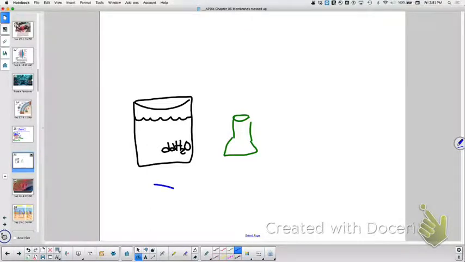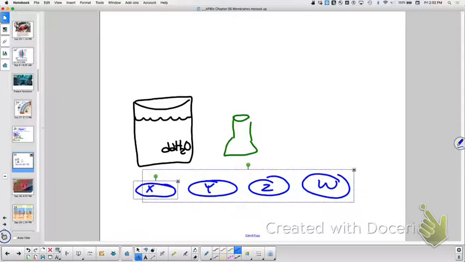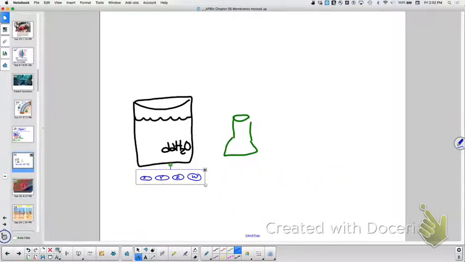I could take some dialysis tubing and fill it with mystery solution X, some other one with Y, another one Z, and another one W, right? I have all these mystery solutions. I could weigh them, right? I could then put them all in some distilled water. What would you predict?